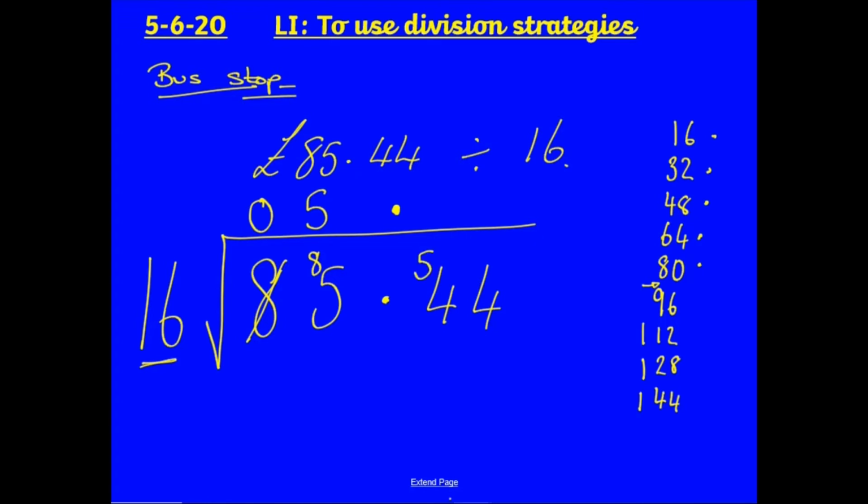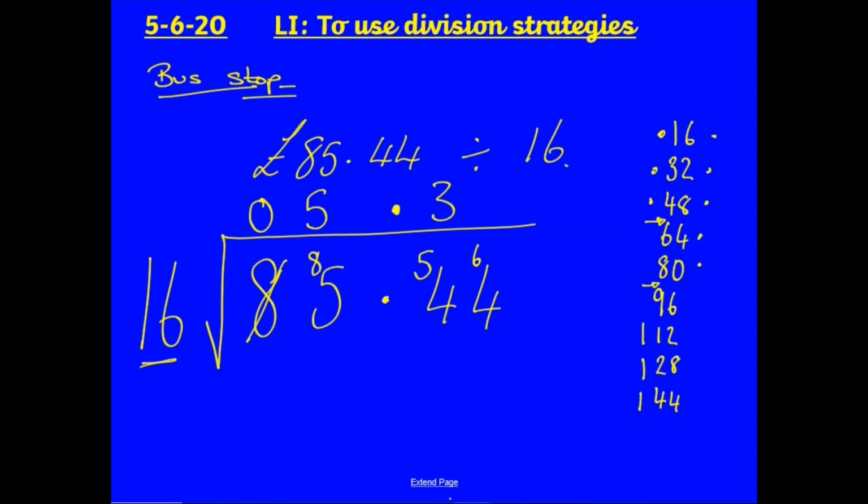Again, I go past my decimal place now, and I've now got 54 divided by 16. 54 would be about here. So that's 1, 2, and 3. So it's 3. 48 to 54, okay, because the number I've got close to is 48. So 48 to 54 is 6. So 54 divided by 16 is 3, remainder 6.